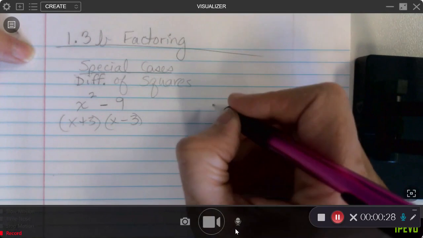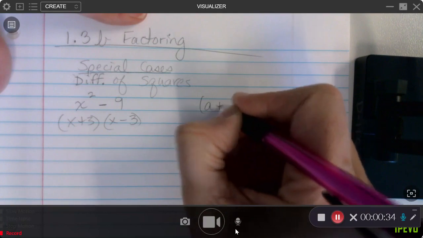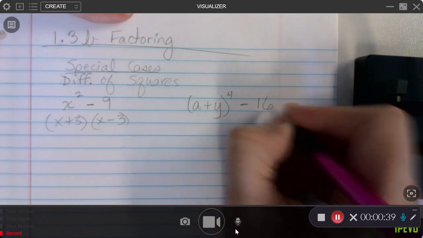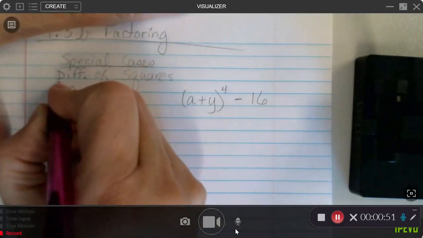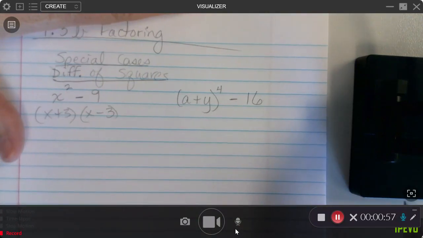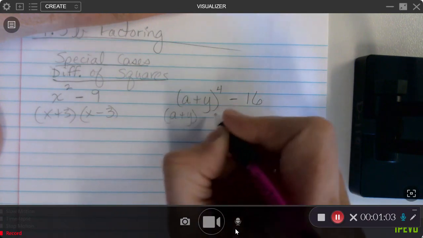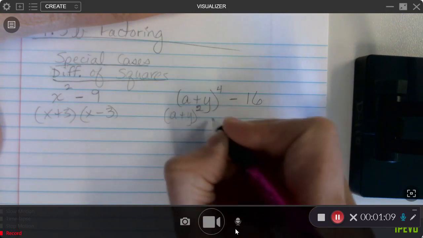But what if it was (a plus y) to the 4th minus 16? Is that still a difference of two perfect squares? Sure. How do we factor that? Leave it alone, a plus y. What's the square root of the 4th power squared? Plus what?